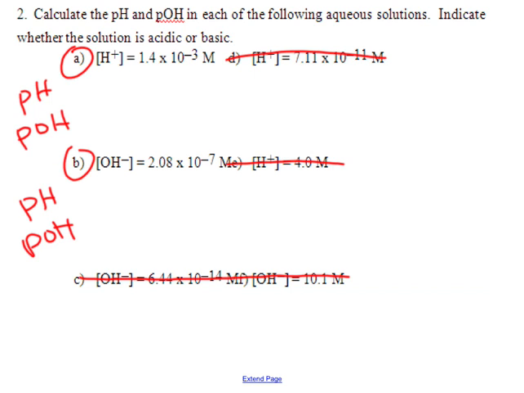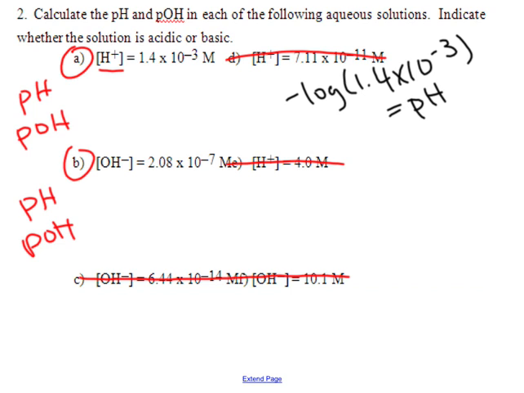So if I have H plus, what do you think is the first thing I should calculate? pH by doing what? Negative log of H plus will give me my pH. So go ahead and give me a number for that.